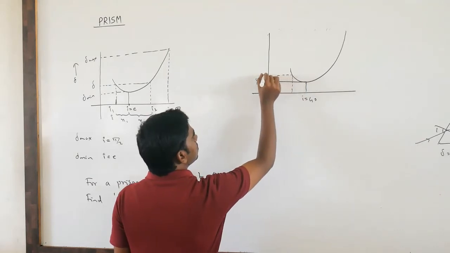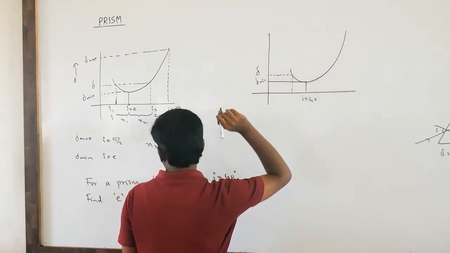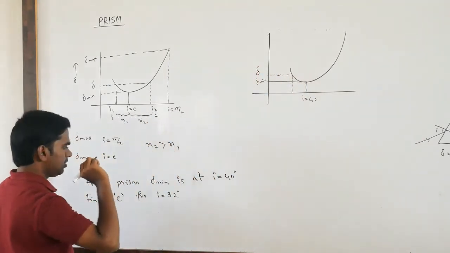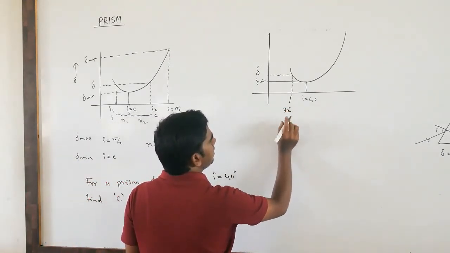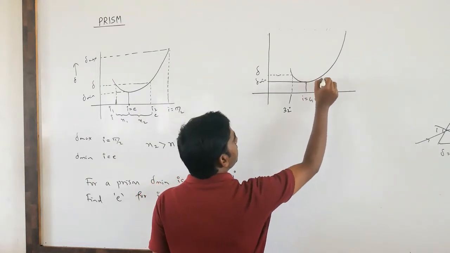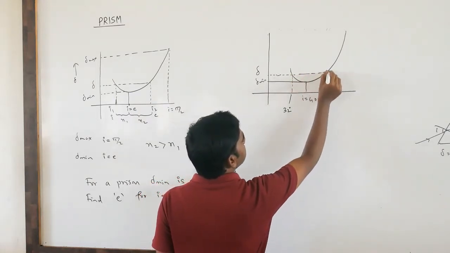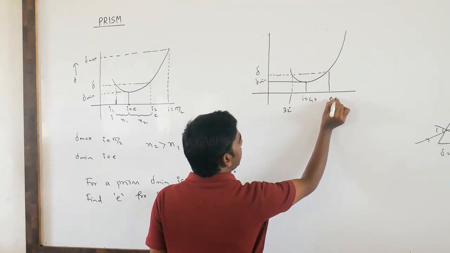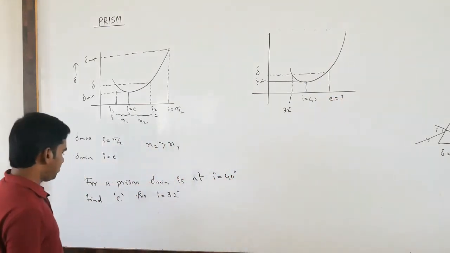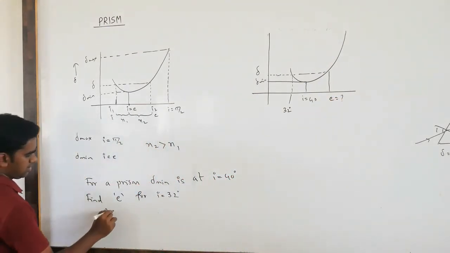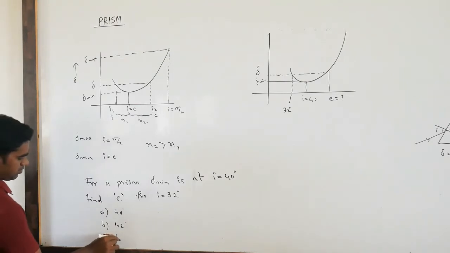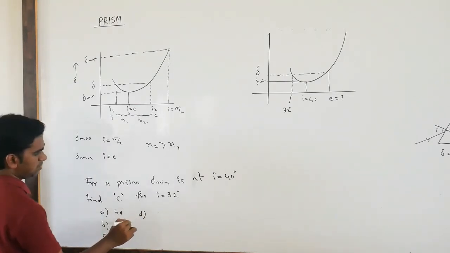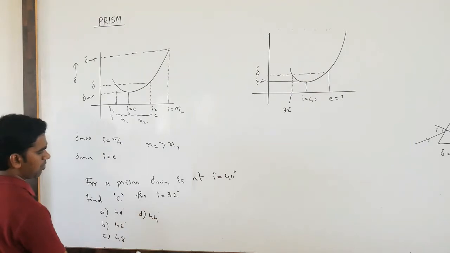Delta, we don't know what delta is for I equals to 32 degree. So what will be the angle of emergence? Means they are asking this angle. So they will give the options. Option A you can take as 40, option B as 42, option C as 48, and option D as somehow 44, like that.